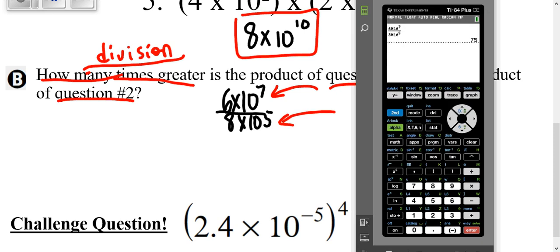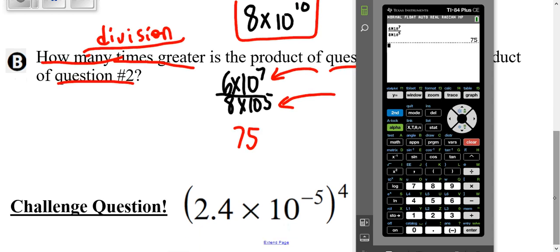So I'm just going to put that into the calculator. Remember alpha x to make the shortcut of that fraction. You press enter. Don't forget to change the mode back to normal, or else you will get an answer in scientific notation. So it's kind of like going back and forth. 75 is my answer. So that's basically what I have. That challenge question, not so much of a challenge anyway.